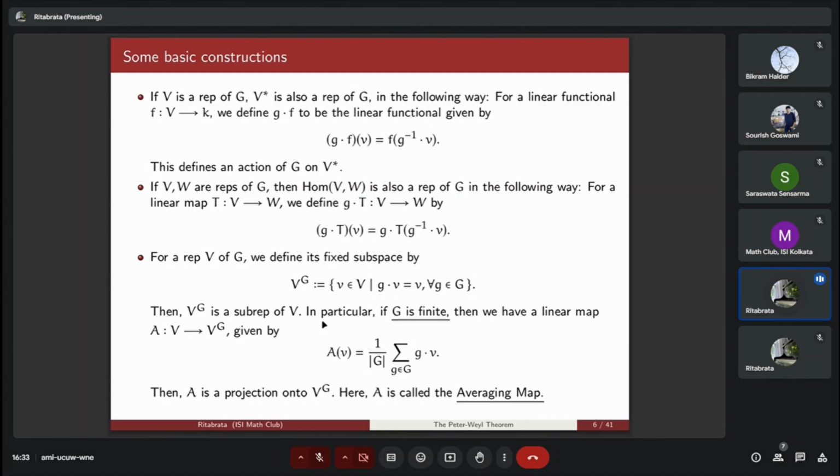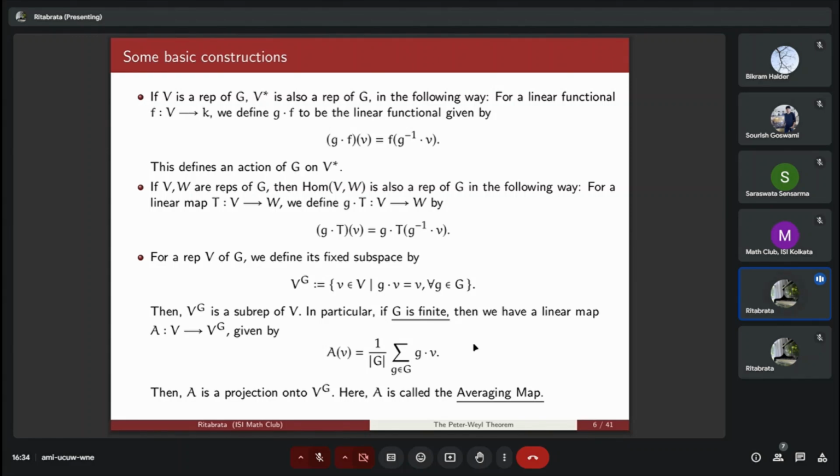In particular, if G is finite, then we have a very useful thing. We have a linear map A from V to V^G, given by A of v to be the average of all group elements acting on v. We let all group elements act on v, g dot v, and we take their average. This is called the averaging map.